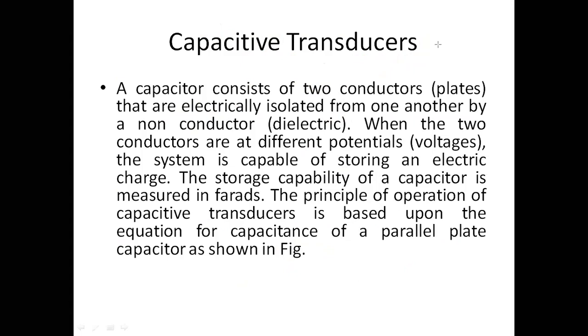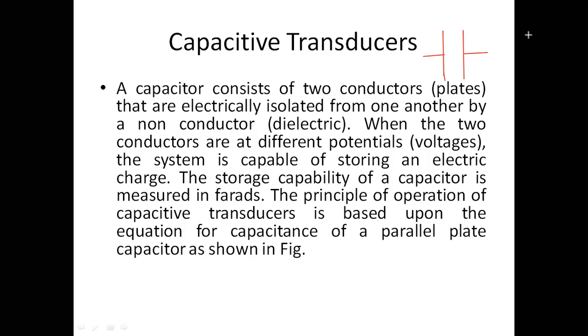A capacitor consists of two parallel plates. This is one parallel plate of a capacitor and this is another parallel plate. In between these two plates there may be a dielectric. If there is no dielectric, then air behaves as a dielectric between the two plates. This is the symbol for capacitance. A capacitor consists of two conductors electrically isolated from one another, and in the middle I can place a dielectric material also.